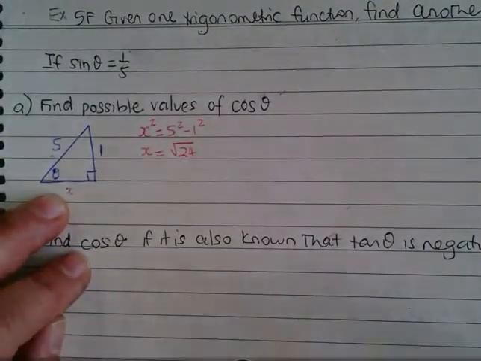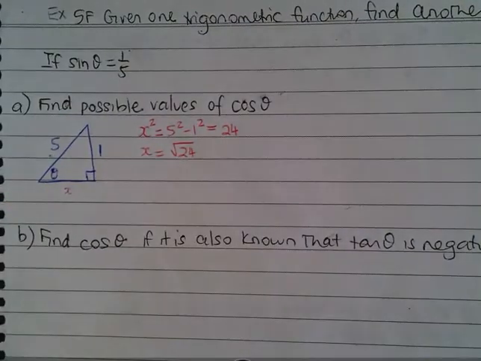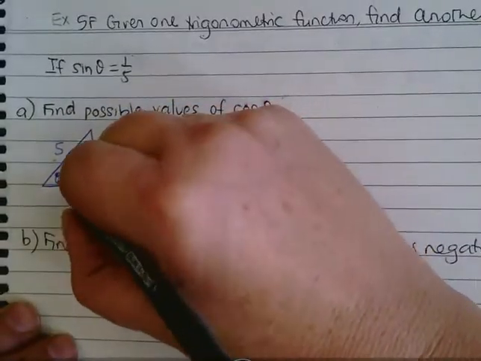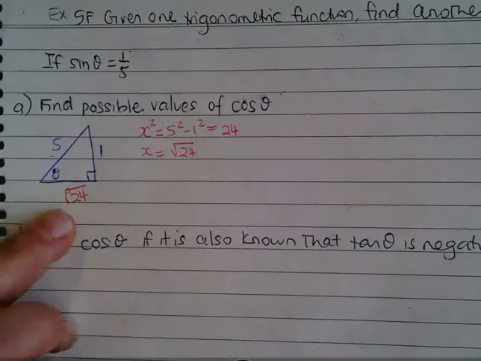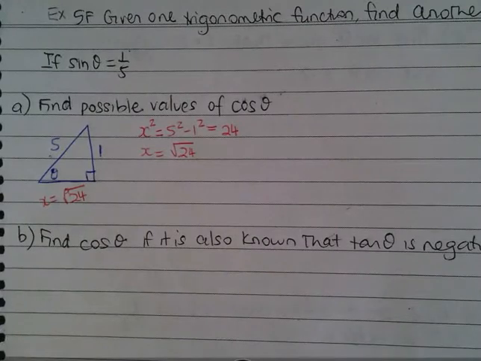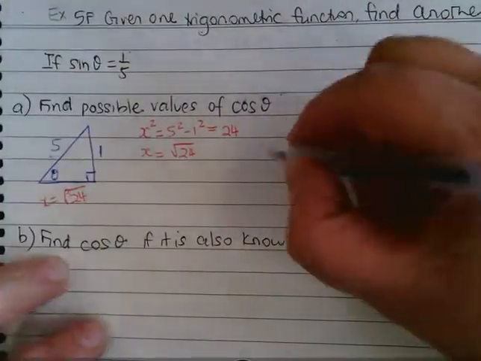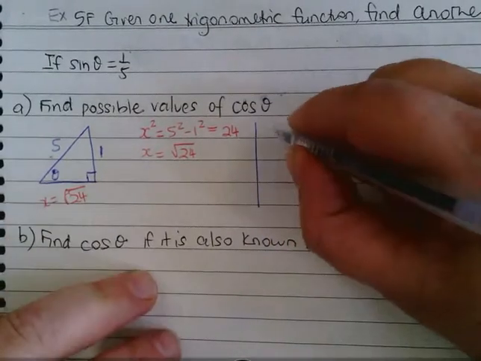Are you okay with that? So x squared is 5 squared minus 1 squared, which is 24. So x is the square root of 24. I'm just going to call this square root of 24. Okay? That's my unknown side. Now, ladies, I'm not finished. Because sine theta equals 1/5, so I've got my right angle triangle.